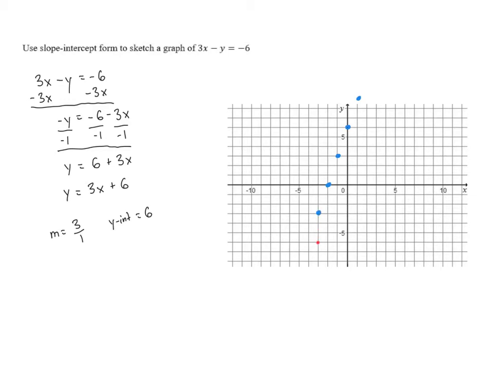Down 3 to the left 1. That gives us another point. And then once we have several points, we can connect them with a straight line and label our line 3x minus y equals negative 6. And we're good to go.